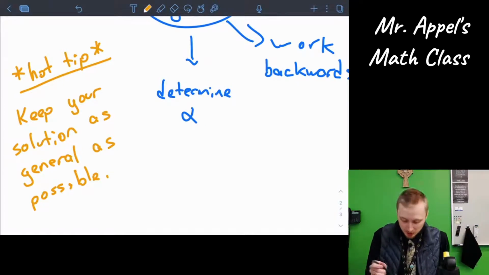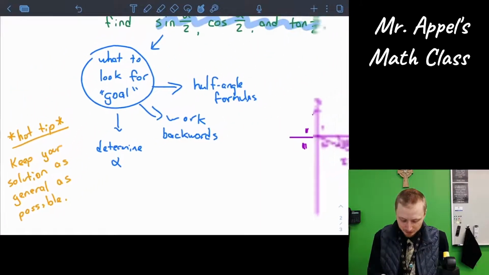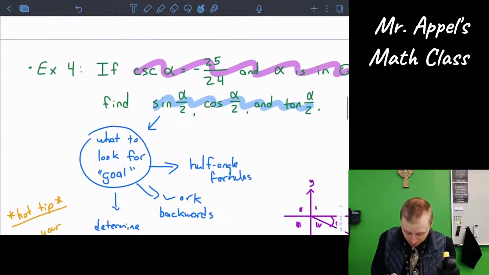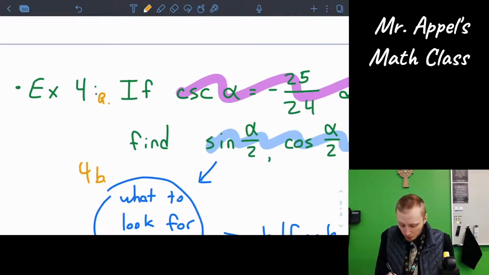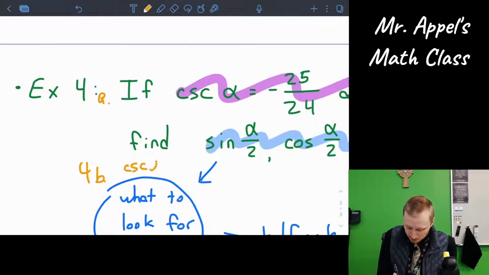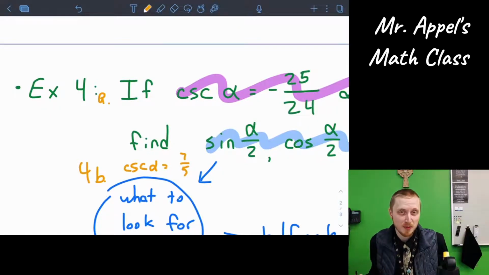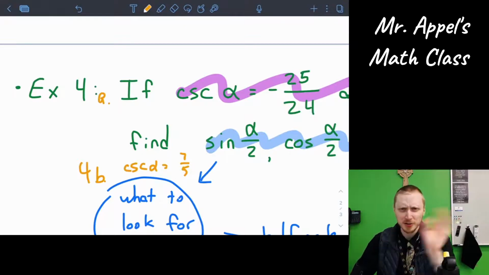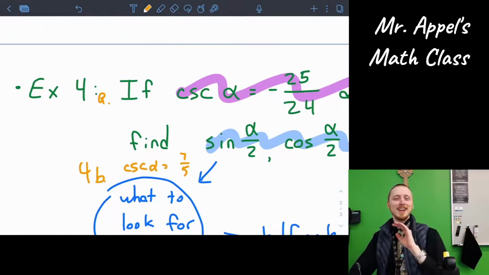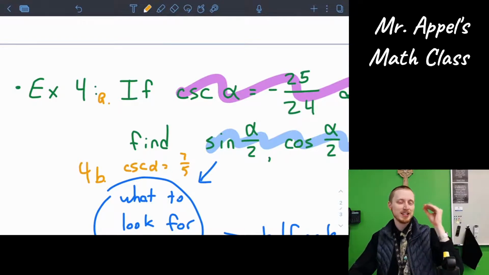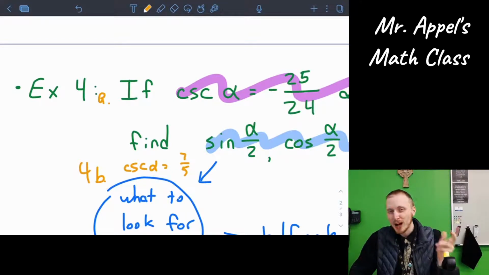Because as soon as you try to work out and determine exactly what alpha is, this ends up being problem 4a. And then problem 4b comes along and it says, well, what if cosecant of alpha is now 7/5? They just throw a new fraction at you and change nothing else. You've seen this before. You guys are seniors. I know you've had this happen to you before, where you start a problem, and then parts A, B, and C are just different versions of the exact same process.